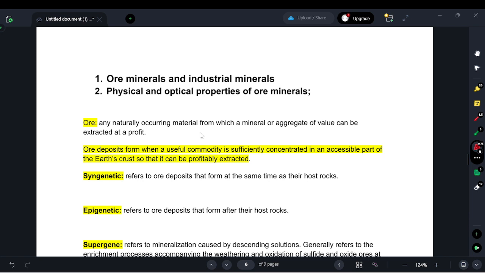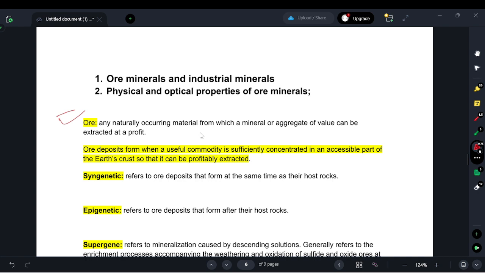So it is written here that ore is any. So you have to remember. See, there are a few things that you have to remember the definition of. For example, the fold, the fault, the ore. These are very common things. So you have to remember the exact definition of those.